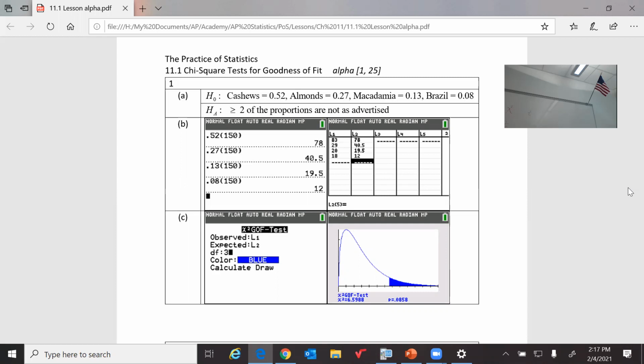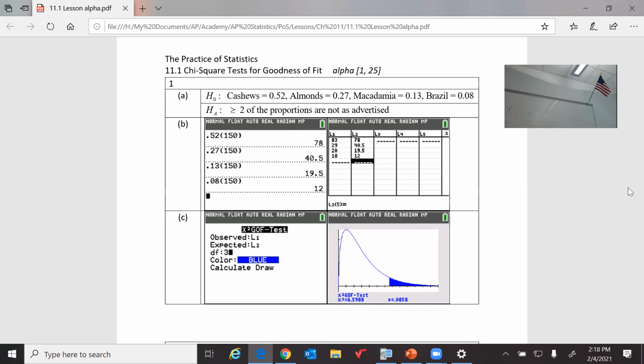We take the advertised proportion and multiply it by the sample size. So we have observed, take away expected. We need the expected, the lowest expected is 12. 12 is greater than 5, so we met the condition. The other conditions are, do we have less than 10% of all the nuts? So that's pretty clear. And then we have an SRS.